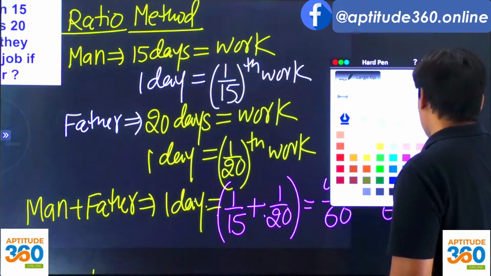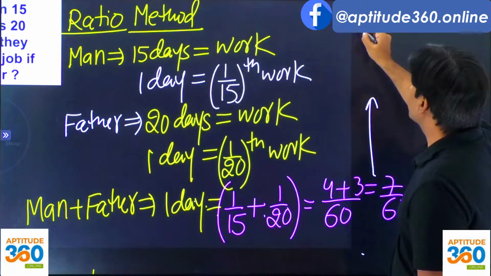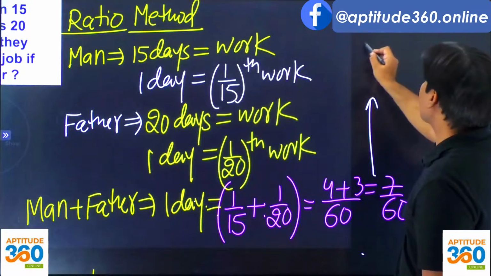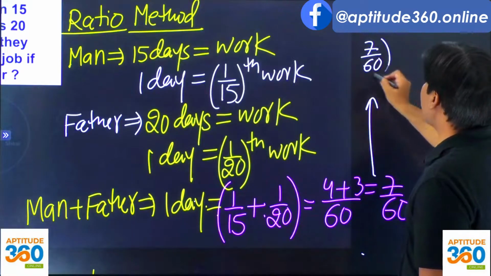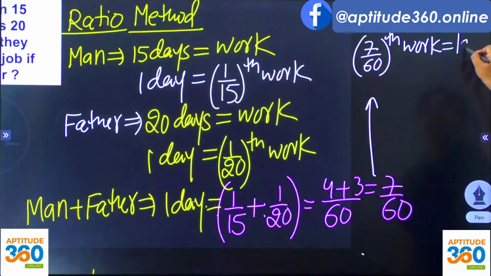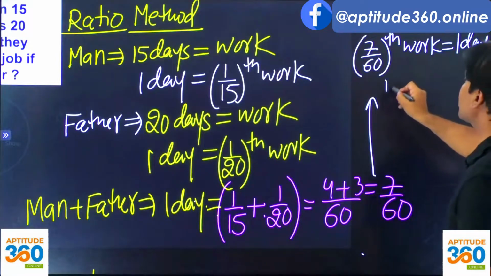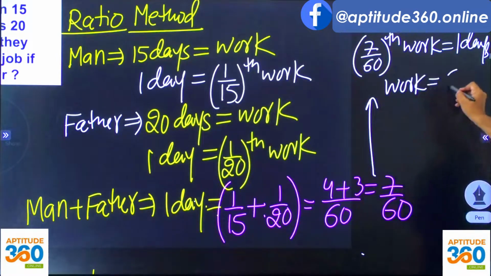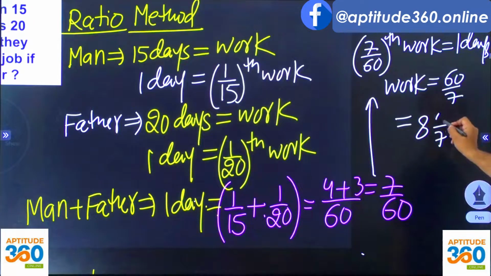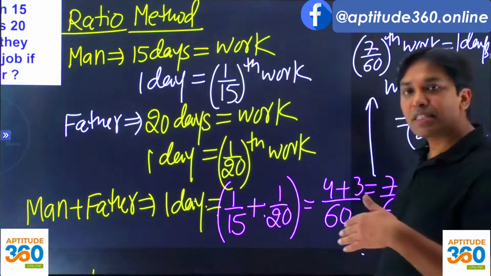So if we will have to simplify this further, if man and father, both of them, are completing 7/60 of the work in one day, how many days will they be taking to finish the entire work? It's pretty simple for you to find out. This is coming out as 60/7, and if you simplify, this is coming out as these many days, 8 4/7 days. So which is 8 point something.